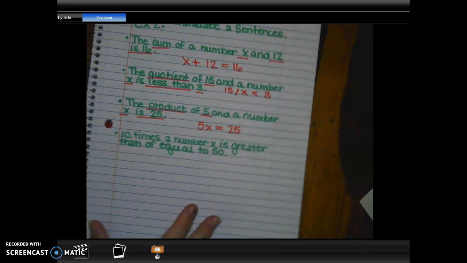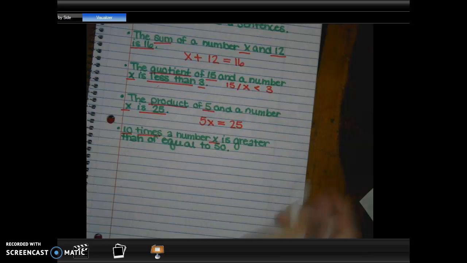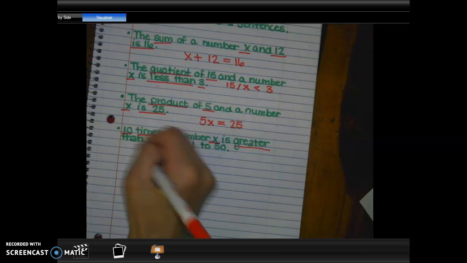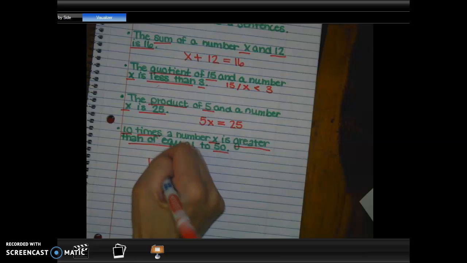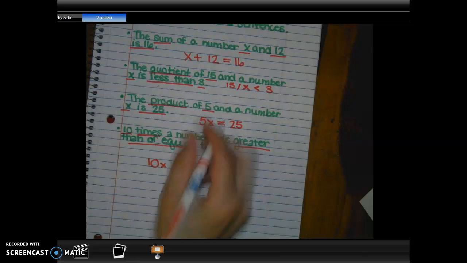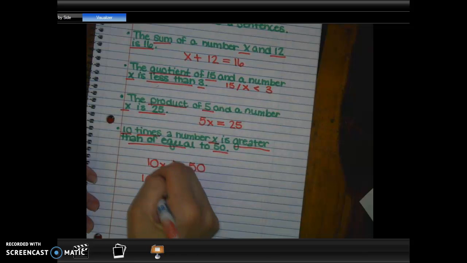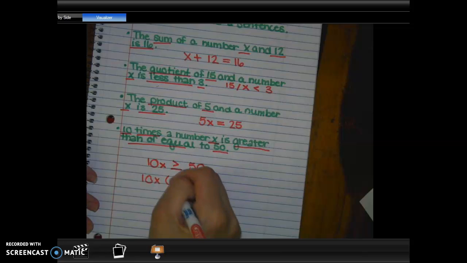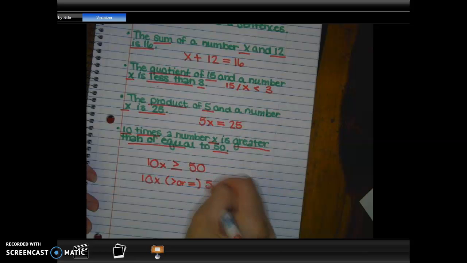And the last example we're going to do today is 10 times a number x is greater than or equal to 50. All right, so 10 times x is greater than or equal to 50. Again, if this was something you needed to type into your answer on your Google form that's attached to your Google Classroom, you would write, okay, well 10x space, parenthesis, greater than or equal to, close your parenthesis, 50.